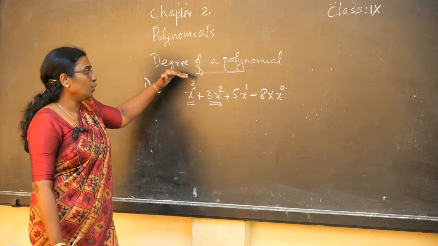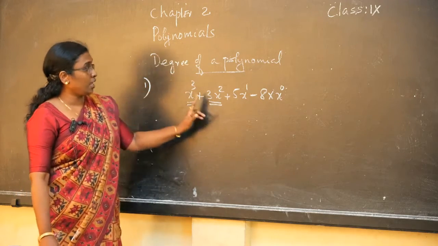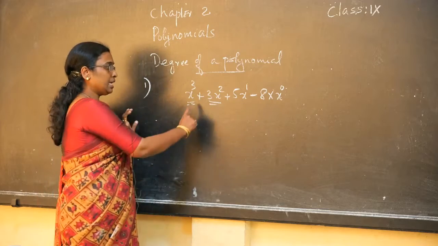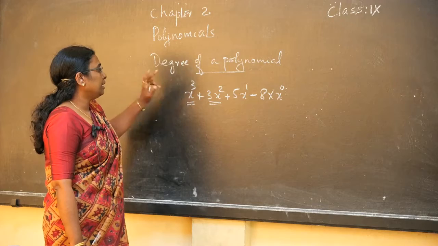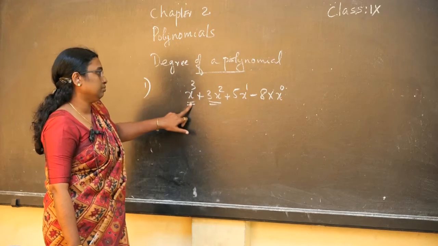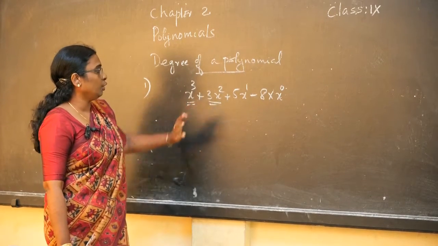So the degree of a polynomial involving one variable: this polynomial has only one variable x. So it is the highest exponent of the term. That is the degree of the polynomial.